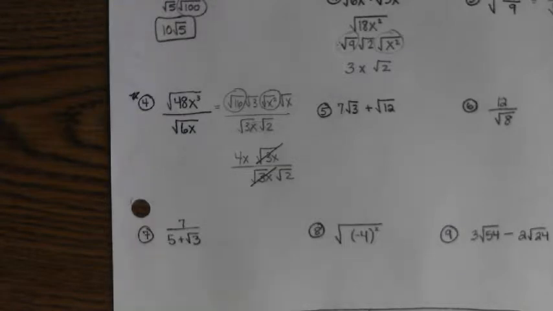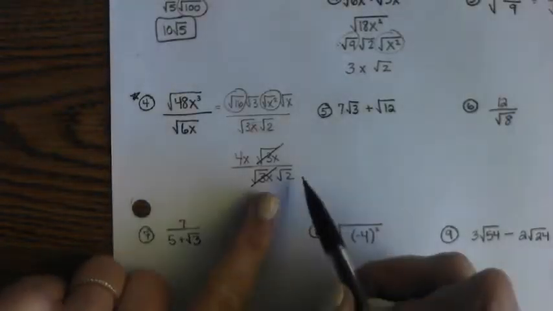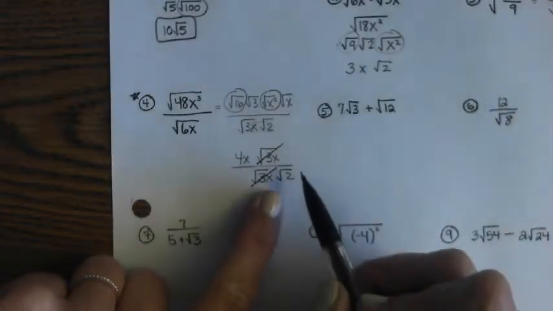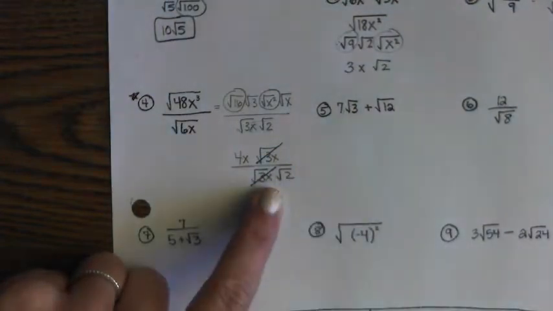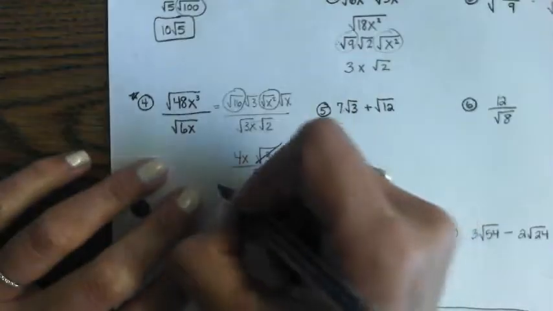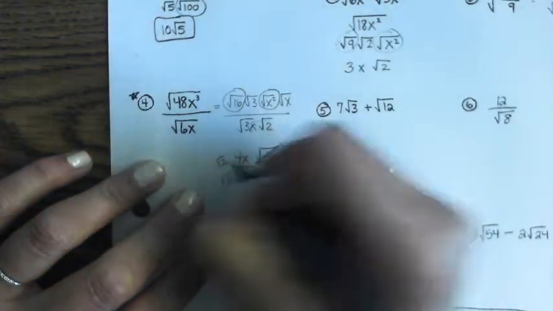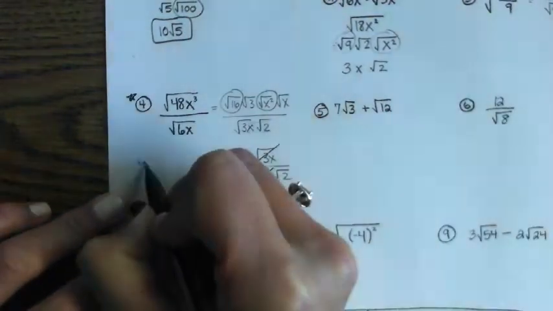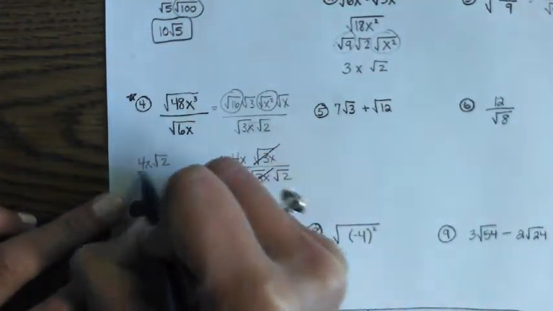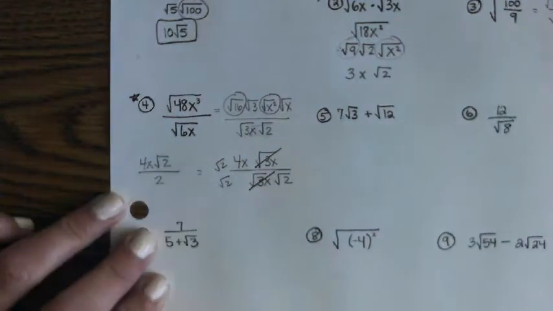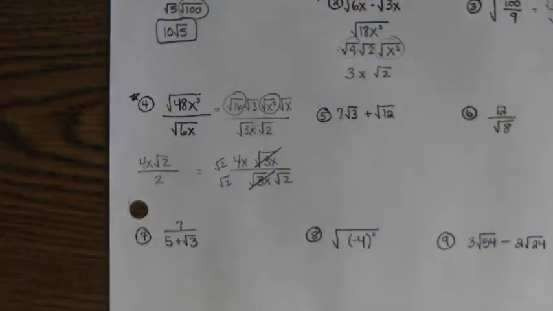Now, you guys talked about rationalizing, not being able to leave the radical in the denominator, right? So what would I have to multiply by to rationalize this? Radical 2 over radical 2. So we end up with 4x root 2 over 2. And then I can reduce this how?